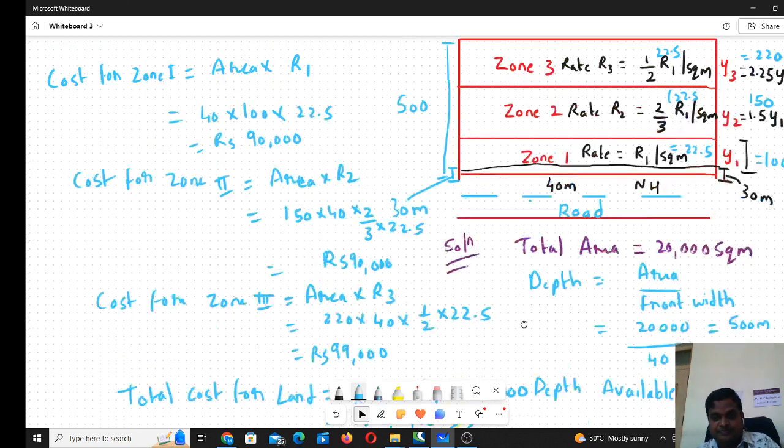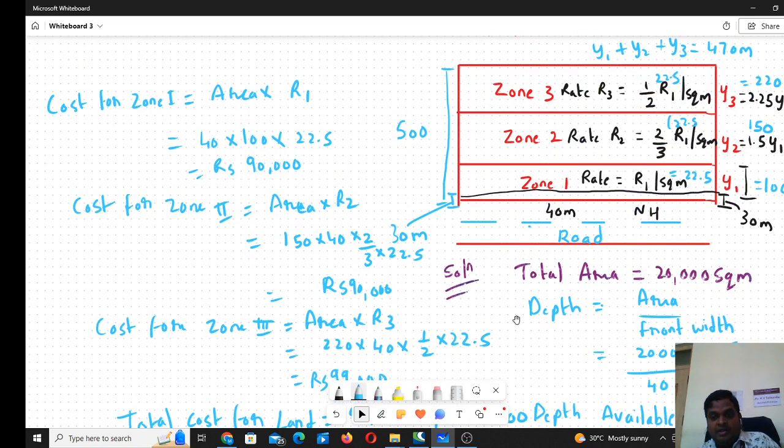Now suppose there are any other portions adjacent to it like this. Here once again this rate will be half of zone 1, this once again will be half of zone 2, and this once again will be half of zone 3, right? These three rates are to be separately calculated and added to the total cost, right?